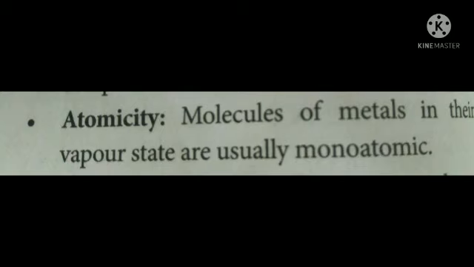The next one is atomicity. The number of atoms or molecules in a metal in its vapor state is called atomicity. The number of atoms present in an element is called atomicity. Usually we know that metals exist in monoatomic form. It contains a single atom. Monoatomic means it contains a single atom in vapor state.